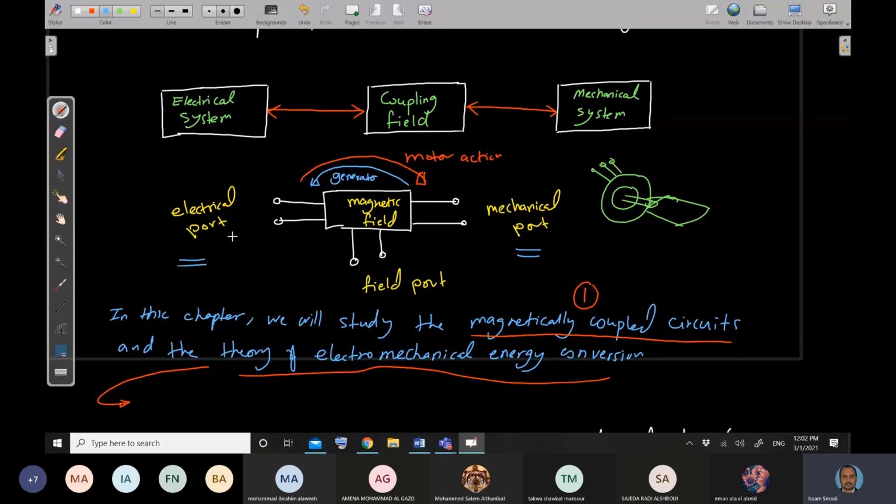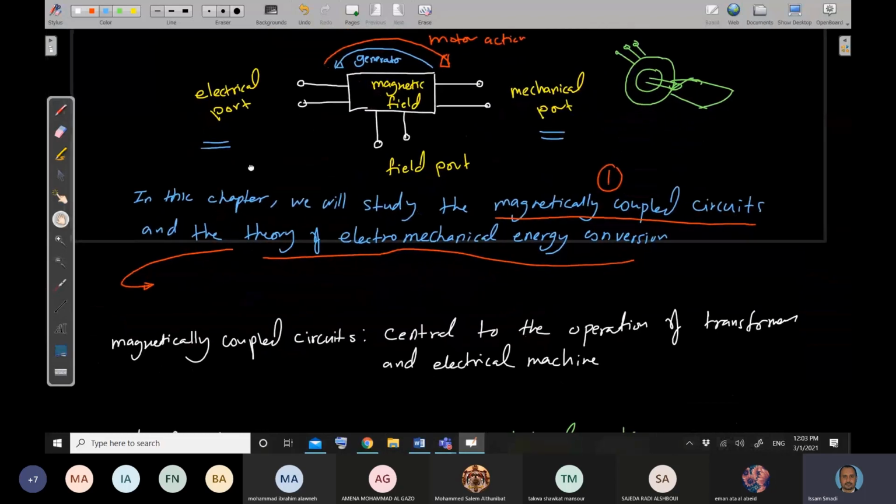And after that, I need a link between the electrical port and the mechanical port. And in general, this is either the torque or the force: the torque in the rotary type machine and the force in the linear type machine. So simply, the theory of the electromechanical conversion is to find an expression for the machine torque in terms of the electrical variable and the mechanical displacement.